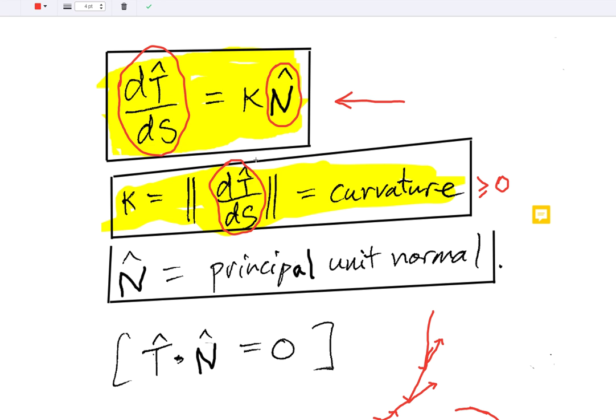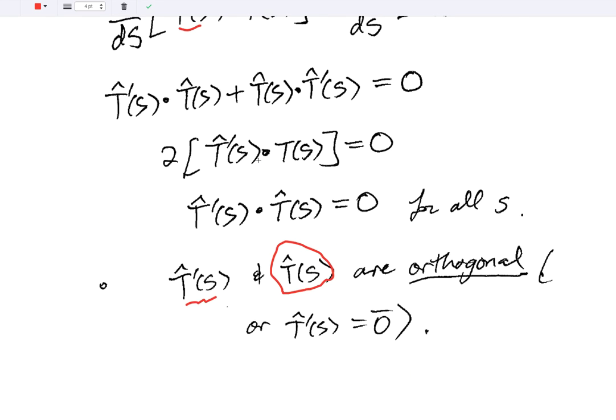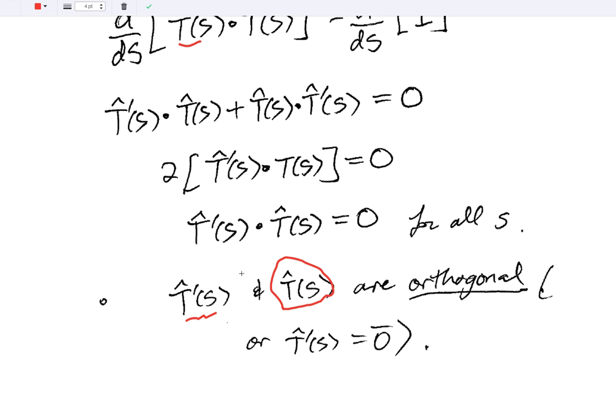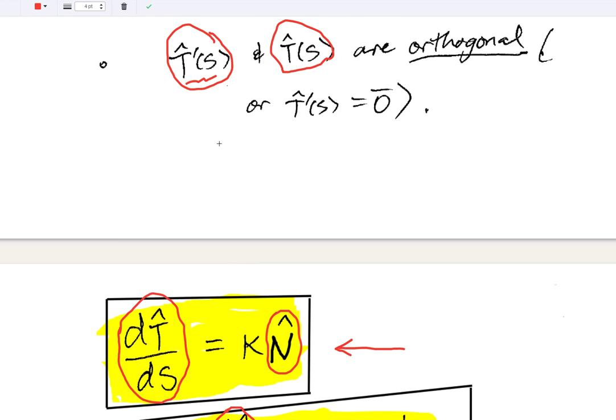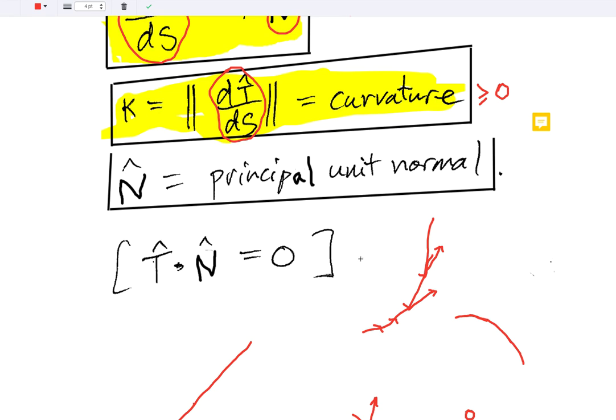That follows from the arguments up here. Remember, this thing right there is kappa N hat. So N hat dotted with T hat is going to be 0. These are orthogonal to each other.